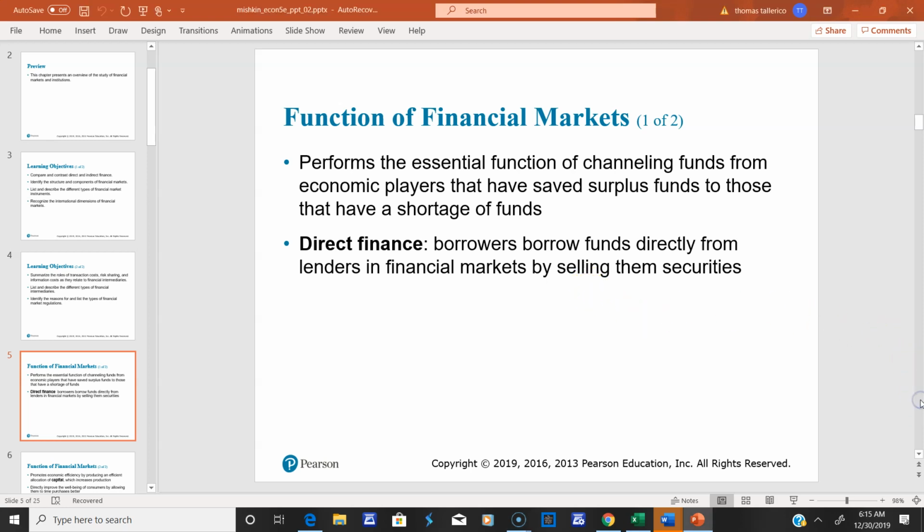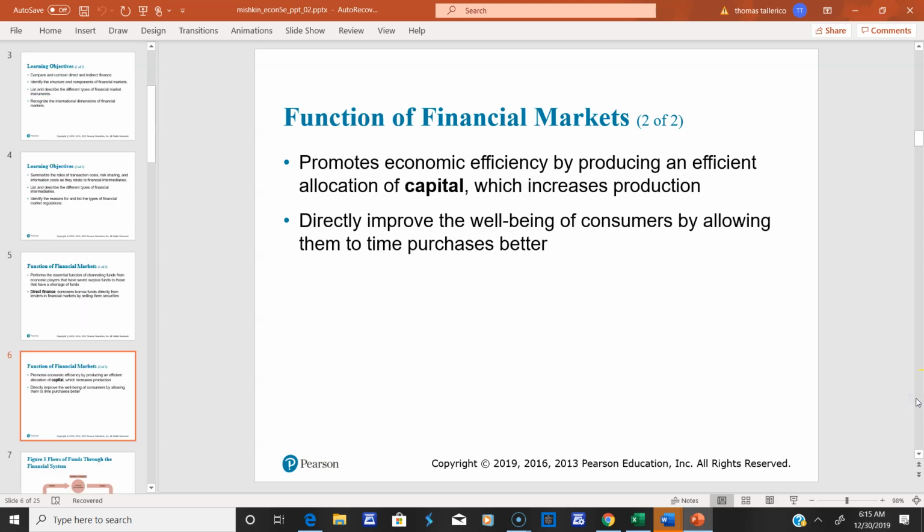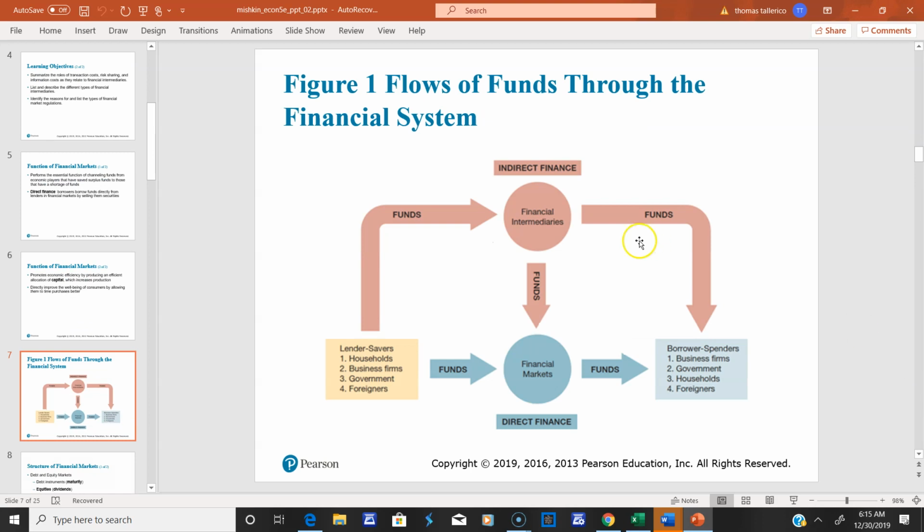There's a nice slide here. Let me show it to you. So here's a great slide, right? If you're going to be buying directly, this is direct finance. If you're buying directly from financial markets, you would be getting a broker, let's say, and you would be buying shares or bonds, right?